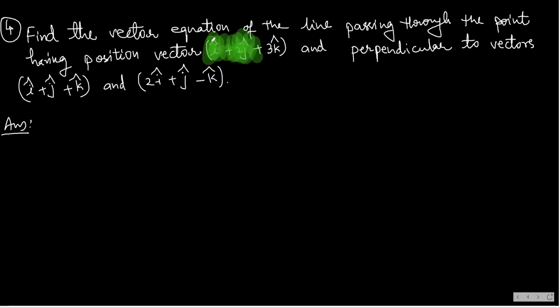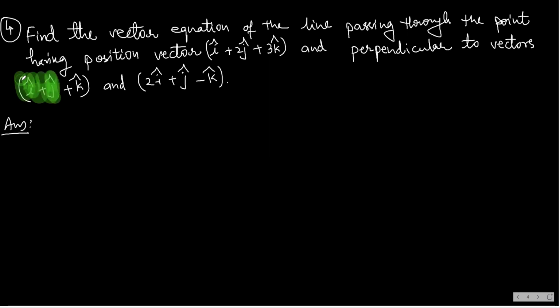So what is this? This is the position vector of a point on the line. They have said clearly, passing through the point having position vector. So the line is passing through this point. I repeat once again, find the vector equation of the line passing through the point having position vector and perpendicular to the vectors i cap plus j cap plus k cap and 2i cap plus j cap minus k cap.